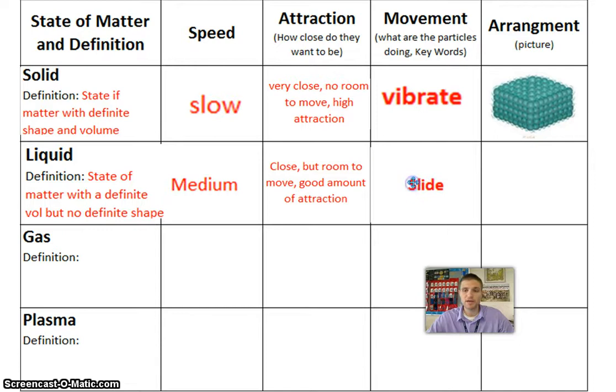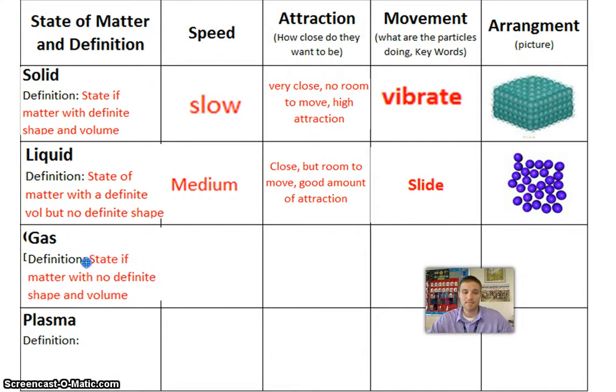For attraction, I use the keyword with this one. I say that they slide. And what I mean by slide, meaning that they actually move past each other, they roll over each other, and things like that. So the particles I would draw might look something like this. Almost all of them are touching, they're very close together, and they kind of can move almost wherever they want.